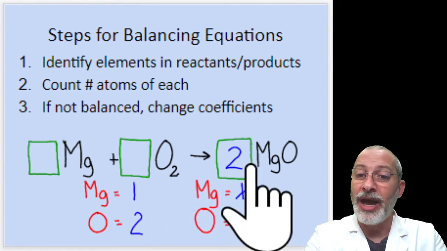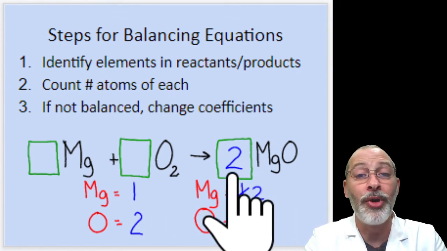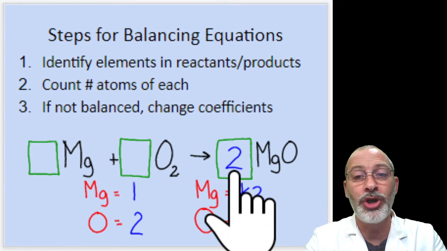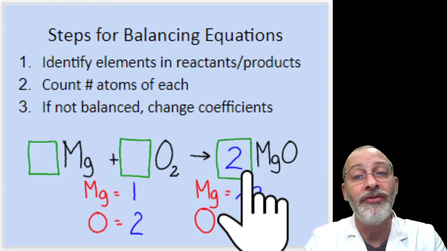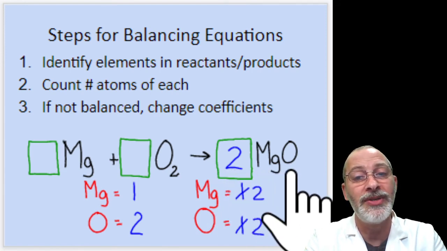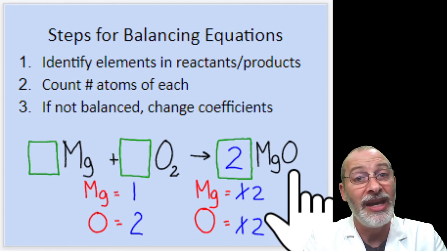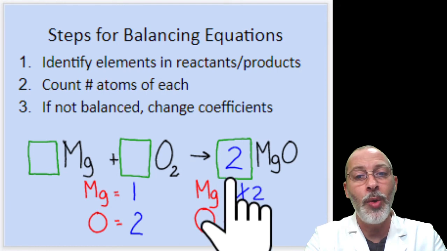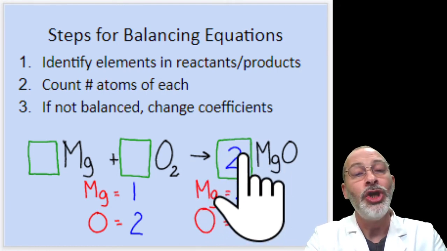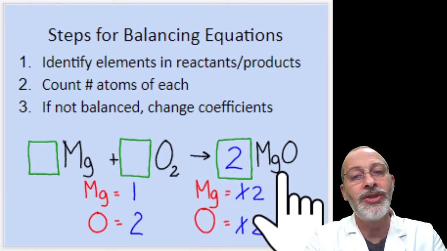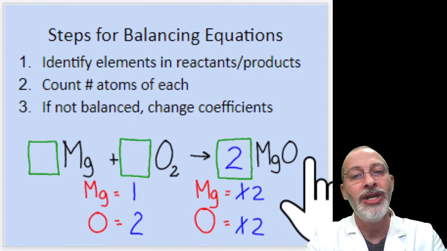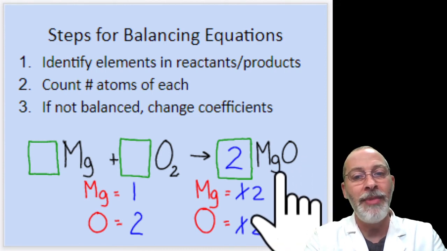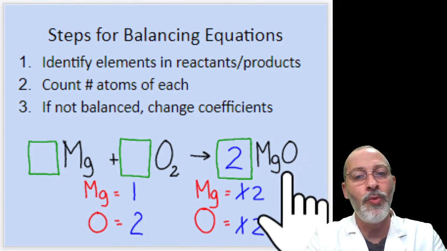Now pay attention. On the product side of the equation, we've put a coefficient of 2 in front of the entire pure substance, magnesium oxide. And here's how this counting works. Whatever the coefficient is, you take that and multiply it by each subscript. So magnesium has a subscript of 1.